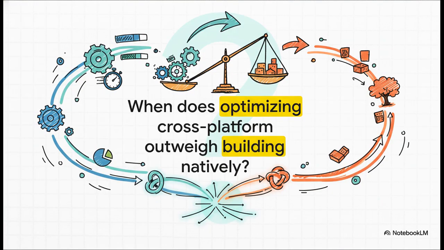You know, following this plan will solve the huge majority of performance issues and make your cross-platform app feel truly native. But that leads to the final, much bigger question that we'll leave you with. At what point does all this effort, all this complexity of optimizing a cross-platform solution, outweigh the benefits? And does it just make more sense to build natively from the start? That's a huge architectural decision every single development team has to face.